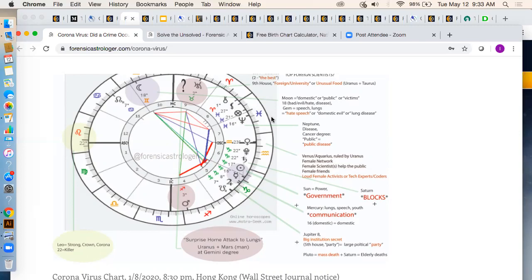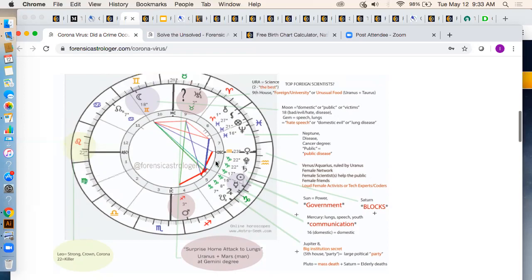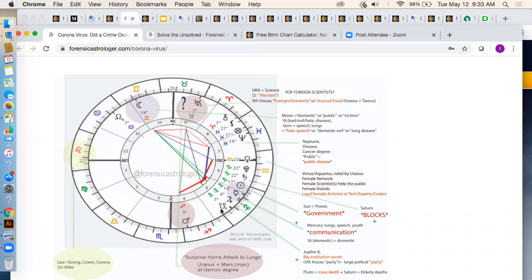Now, this doesn't necessarily mean that females or a female scientist had anything to do with the virus, but they are in the enemy's house, meaning that's what is around the enemy right now. We'll look at the planet Ketu because that represents virus. It is extremely powerful since it is conjunct Jupiter at 8 degrees. So here we have Ketu. It's right here.